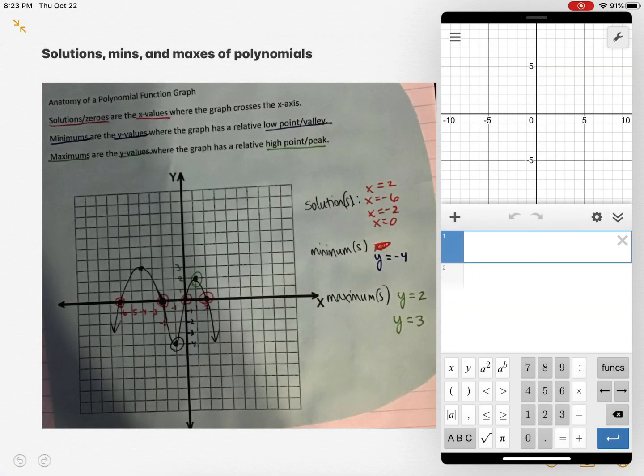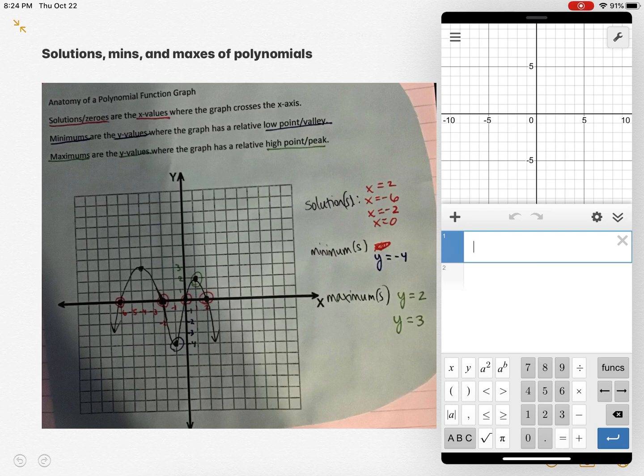Hello, today we're going to be looking at solutions, mins, and maxes of polynomials. This is very similar to when we looked at solutions, mins, and maxes of quadratics. It's just that whenever we have a polynomial graph, there are going to be more bends, turns, and curves in the graph.